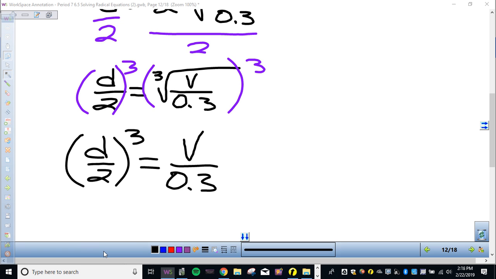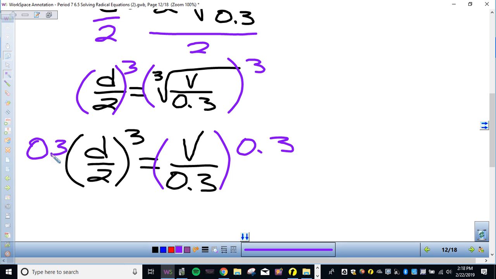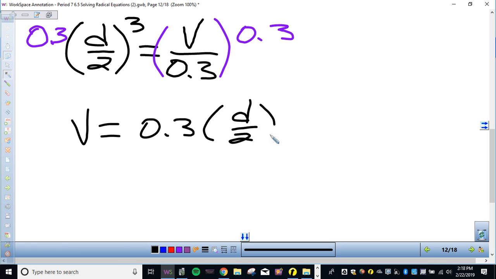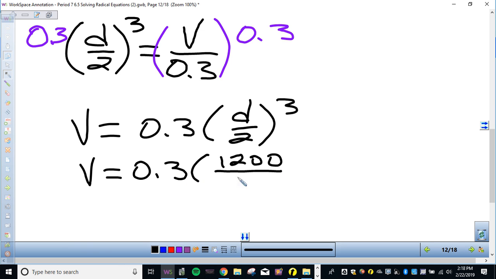How do I get that V by itself? Multiply. We're going to multiply by 0.3 on both sides. So we get V equals 0.3 times D over 2 cubed. And then you can plug that 1,200 in for the D. So V equals 0.3 times 1,200 divided by 2 cubed.